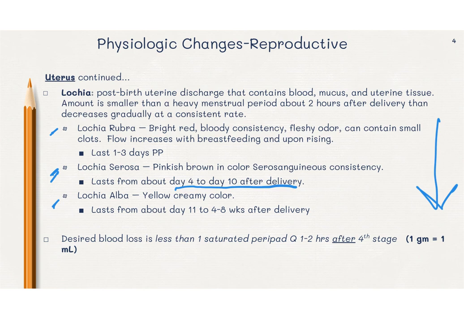Kind of backtracking on lochia rubra, it's not uncommon, you've seen chux pads in the hospital. We often will use those as peri pads in the first stage here, lochia rubra, because they really have an increased amount of blood coming out.